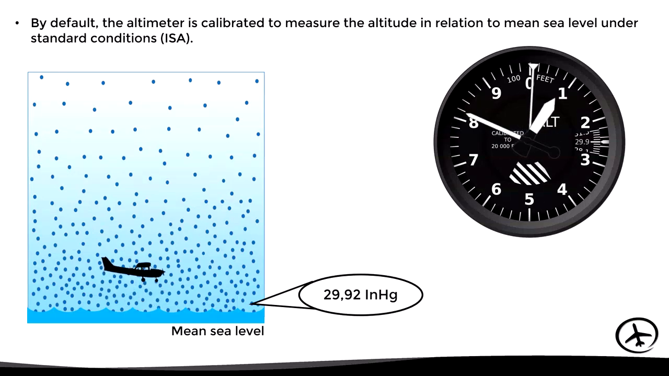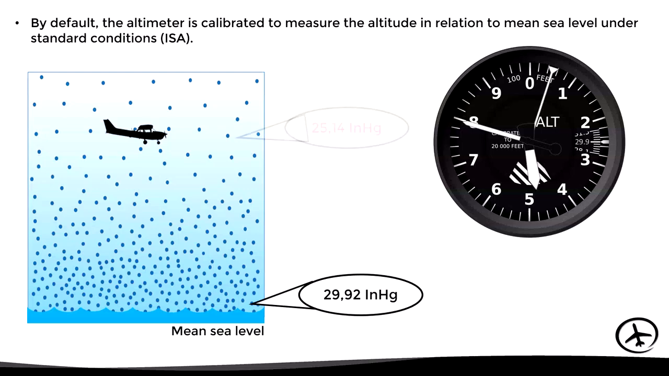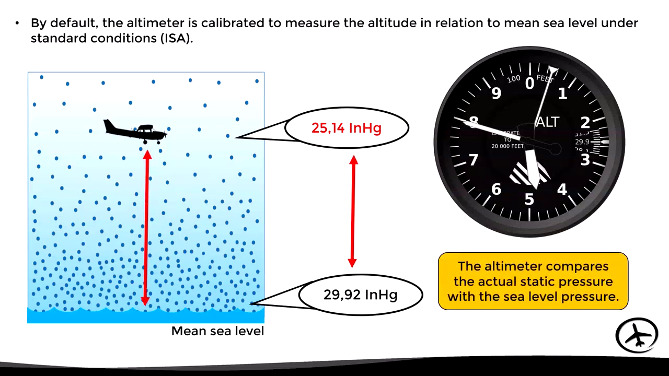Now, if the aircraft starts to climb, the static pressure will decrease, and therefore the altimeter will show an increase in altitude. Let's suppose, for example, that this aircraft climbs up to a point where the static pressure is 25.14 inches of mercury. In this case, what the altimeter does is compare the new static pressure value with the reference pressure of 29.92 inches of mercury. And based on the resulting pressure difference, the altimeter can calculate the altitude above the reference level. Having understood this basic principle, let's see what actually happens inside the instrument case.